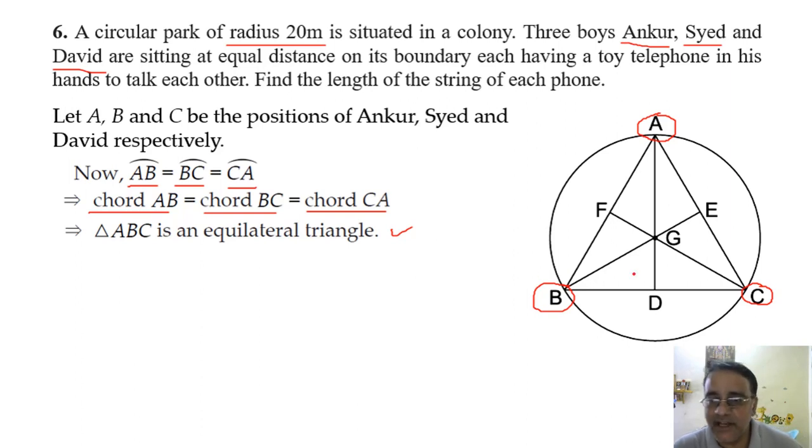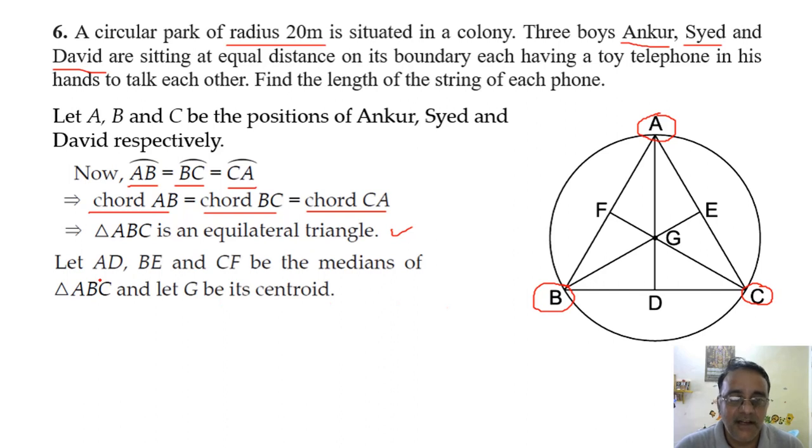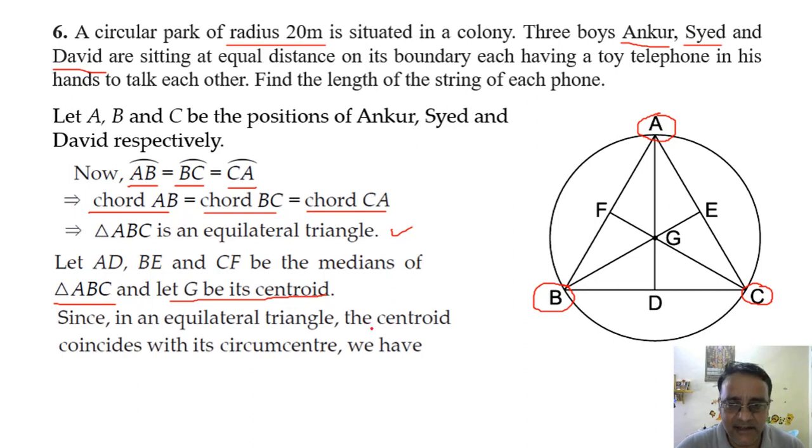Okay, so here we will draw the medians AD, BE and CF. Let AD, BE and CF be the medians of triangle ABC and G be its centroid. Just now I told you that in an equilateral triangle, the centroid coincides with the circumcenter. Okay, circumcenter we can define in another way also. If the three vertices lie on a circle, then the center of that circle is called the circumcenter. Whether this is clear? Yes, sir. G is the center as well as the centroid.